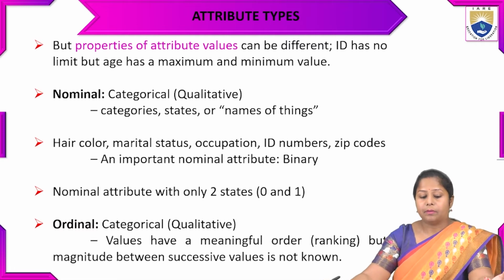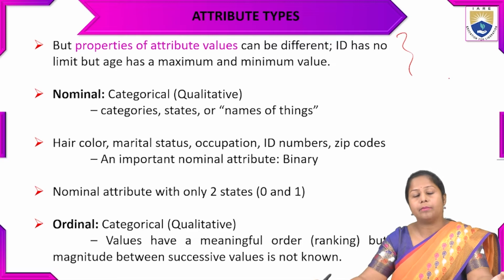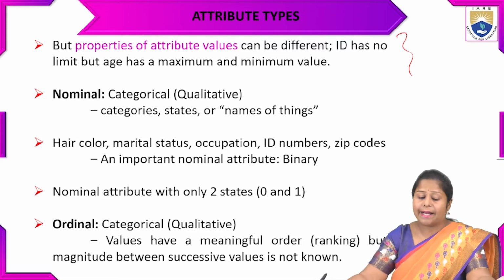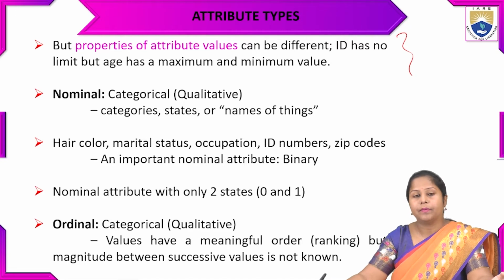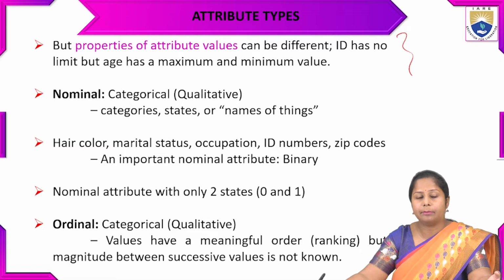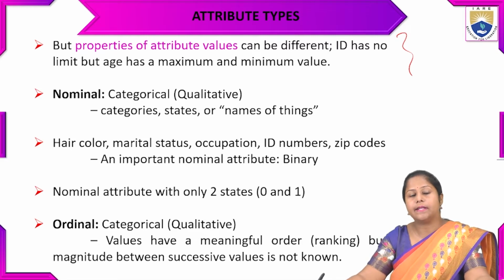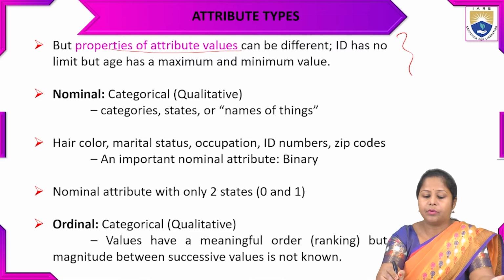Attribute type. The properties of attribute values can sometimes differ, because ID has no limit. If we take the example of a university, a student roll number, or student university hall ticket number, will be unique. That can vary every year, as different students take admission. So there is no limit on ID, but it has a maximum and minimum value. We can categorize that these IDs will be for this year, and these IDs will be for that year. So these are some categories we can assign to those attribute values.